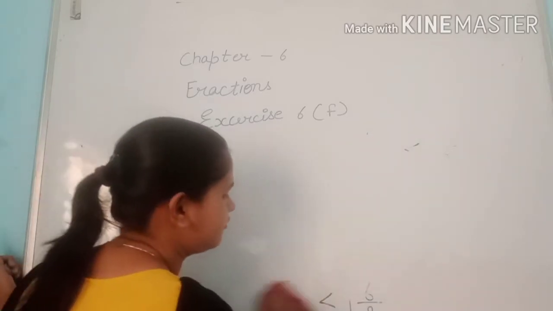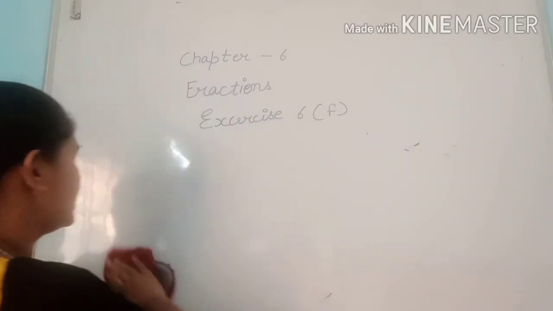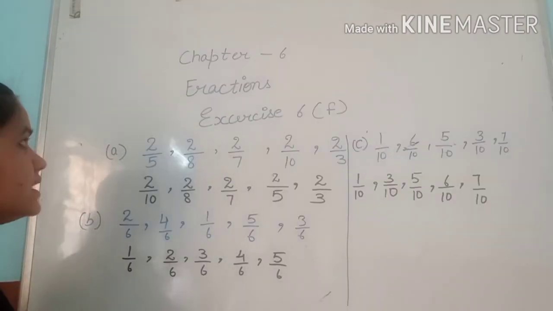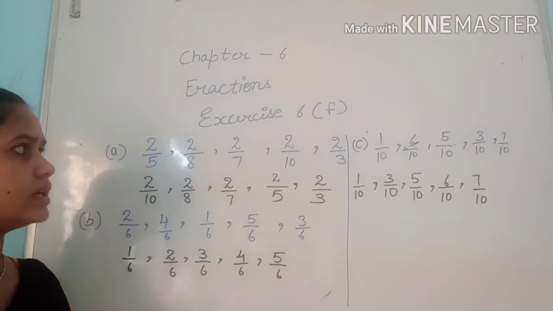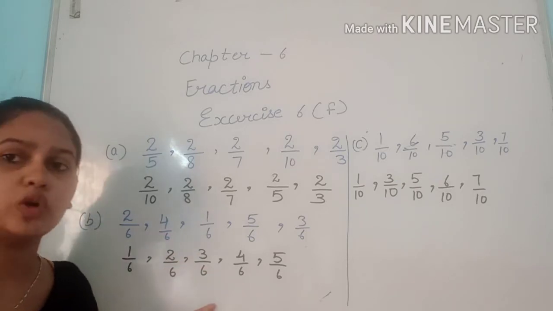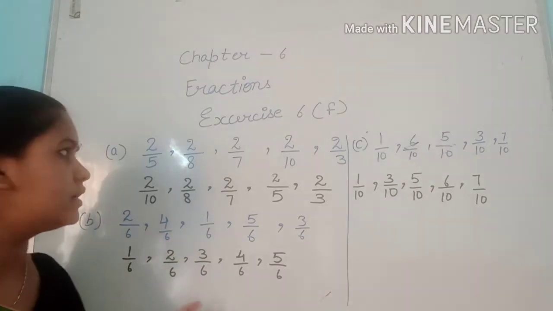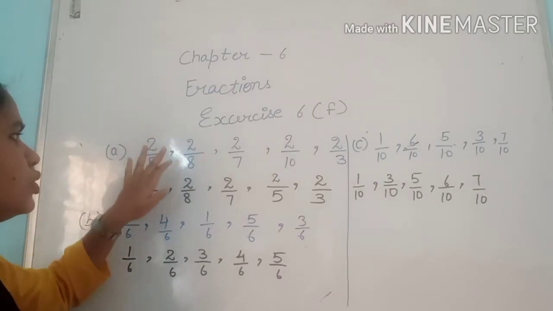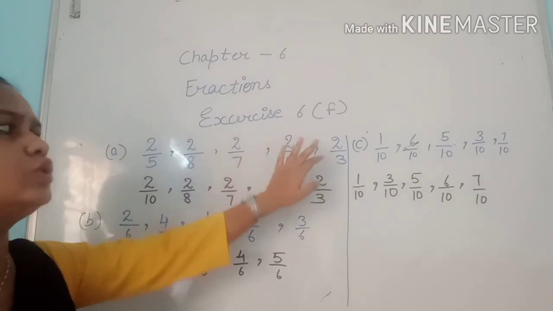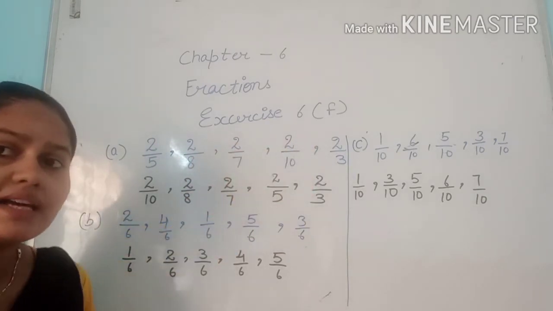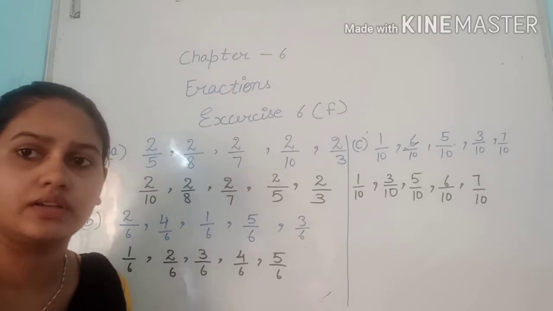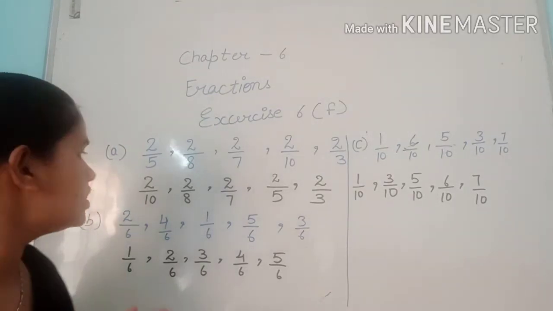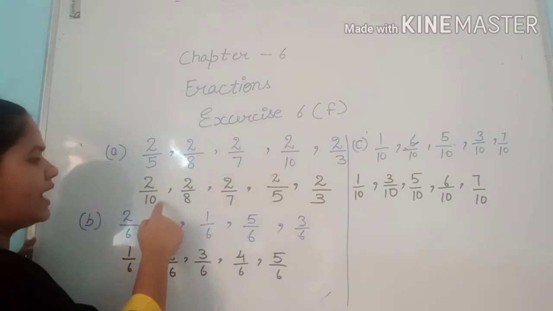We will write the fraction numbers in ascending order. Students, now you can see I have arranged our second part for you here. Now we have to arrange them in ascending order. But you can see here are 2/5, 2/8, 2/7, 2/10 and 2/3. How will we recognize how to arrange them? How will we arrange them in ascending order, which means from smallest to biggest? So you can see here I have given 2/10 as the answer.